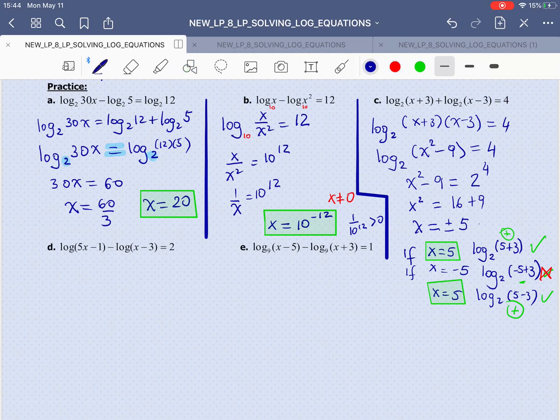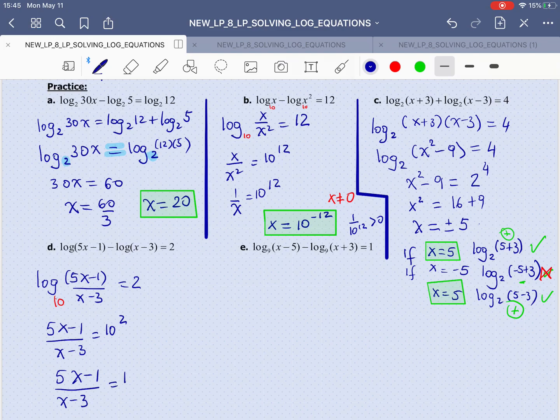So the next example is log of 5x minus 1 minus log of x minus 3 equals 2. So again we have minus, quotient law. Similar example to question C. So we go log of 5x minus 1 divided by x minus 3. We don't see a base, that means the base is 10, and that equals 2. So 5x minus 1 over x minus 3 equals 10 to the power of 2. So 5x minus 1 over x minus 3 equals 100 over 1.